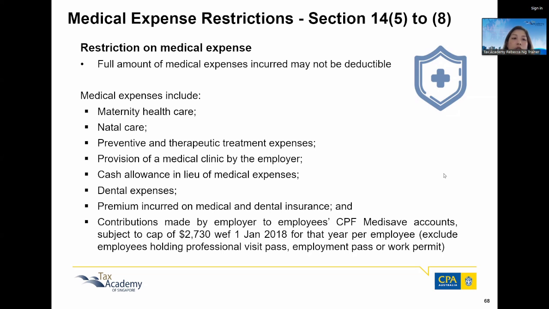Okay, so first of all, we must know what are considered as medical expenses. We have a full range of medical expenses here: maternity health care, natal care, preventive and therapeutic treatments and things like that. So dental care, allowance in lieu of medical expenses. Okay, all these are medical expenses allowable for deduction. But how much, we will take a look at the later slide.